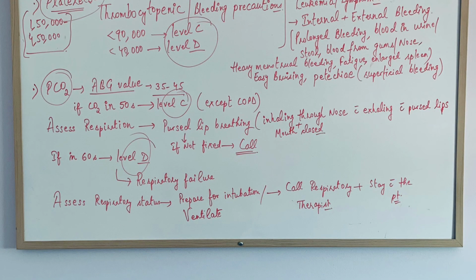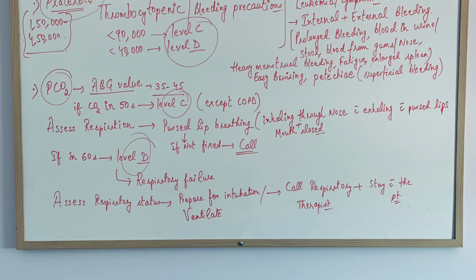Carbon dioxide in the 50s is level C except for COPD patients. What does it mean? If a patient has COPD and the level of carbon dioxide in the blood is in the 50s, it means it's not level C, it's level D.